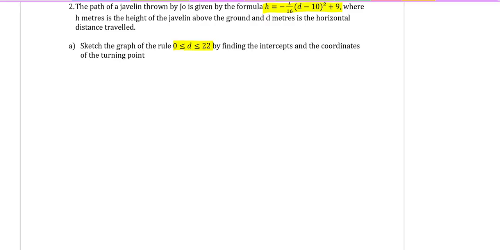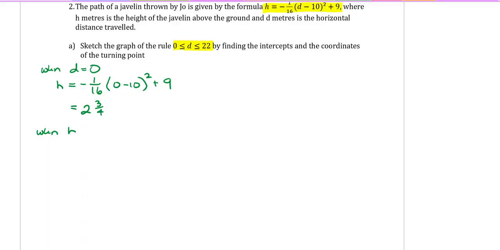Okay, so if I want to find the intercepts, we would start by subbing in when d is equal to 0. I should be doing d and h, not x and y. So I'm going to sub in when d is equal to 0, which will give me the h-intercept. So that would be h equals minus 1 over 16, (0 minus 10) squared plus 9. In the calculator, that equals 2 3/4.